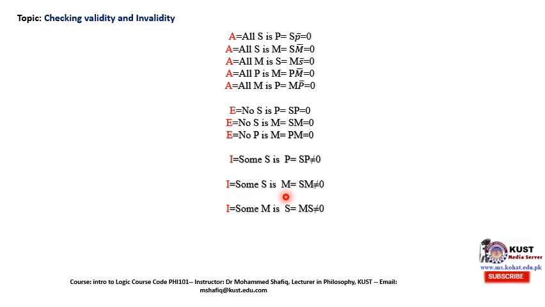So it means that if we say some S is M, you will have to put, because it's a combination of two clauses S and M, so SM is not equal to 0. You will have to put X in the area of SM. If you say some M is S, you will have to put X in the area of MS clause.